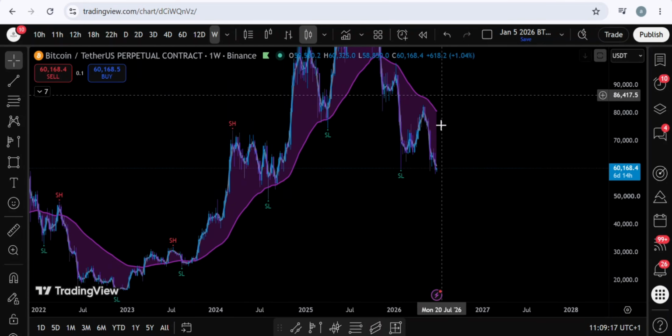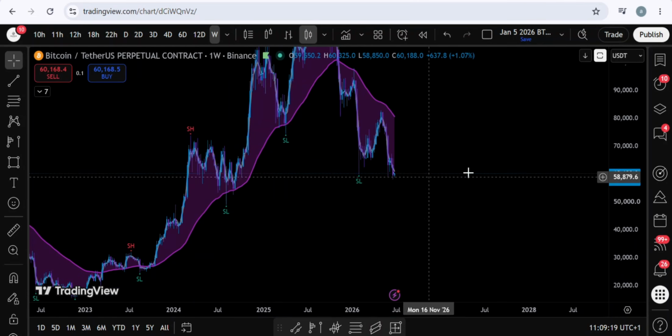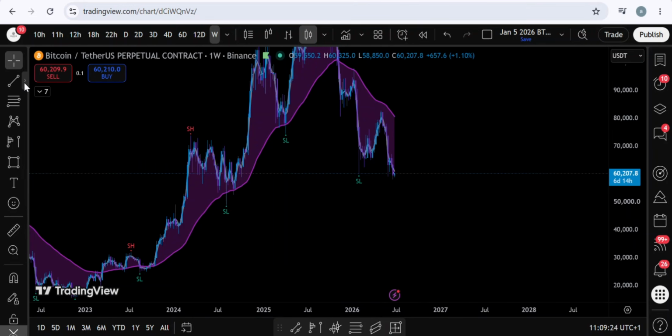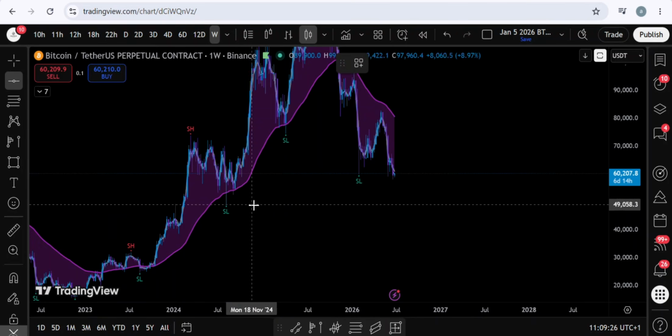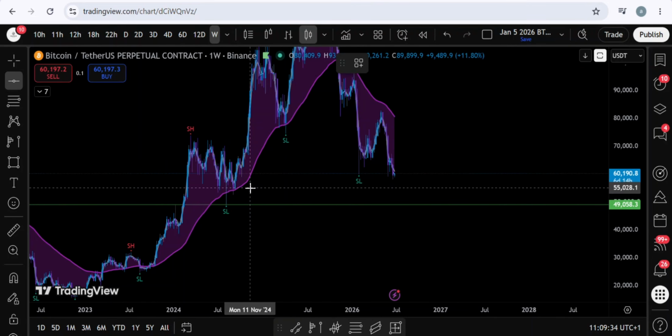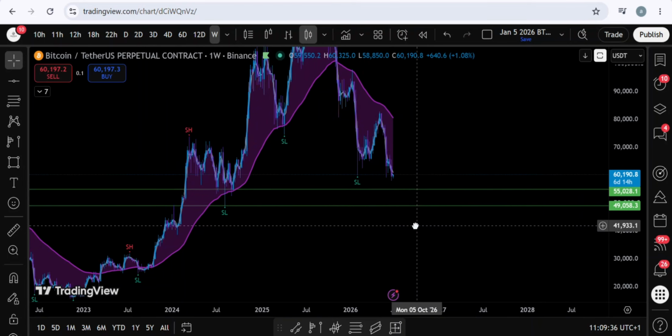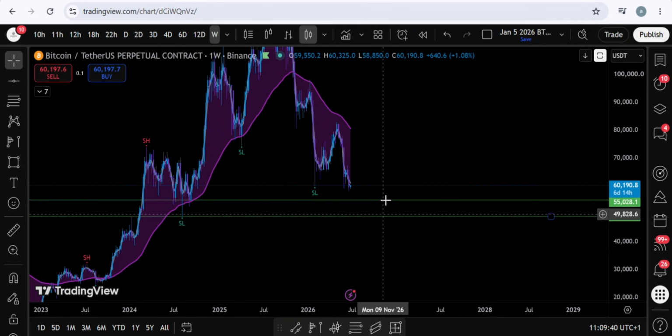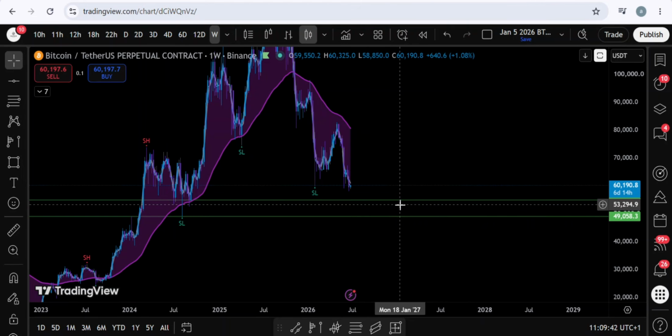So one area of interest would be this area here. The second area of interest is going to be your 55 region. So anywhere around here, we want to see some swing lows appear. That's going to give me confirmation that we're ready to push up. How far we push up is a different story.